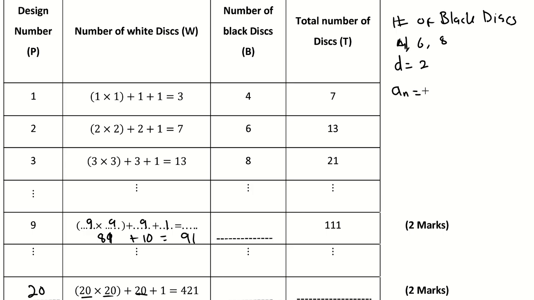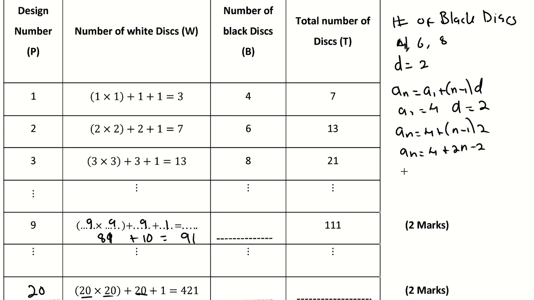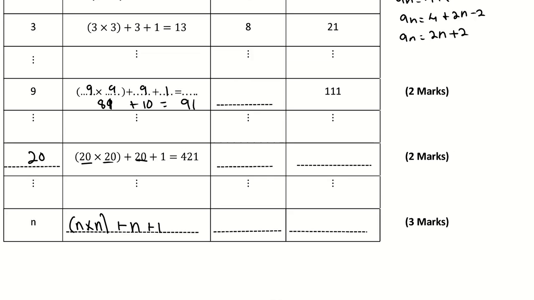Alright, so you're going to put it in an. Your n term is equal to a1 plus n minus 1 by d. So a1 is 4, d is 2. So your an term is 4 plus n minus 1 by 2. So an is equal to 4 plus 2n minus 2. So an is equal to 2n plus 2. When you group like terms, you'll get 4 minus 2, which is 2. So we know that the answer for n term is 2n plus 2. So when n is 20, that's 20 by 2 is 40. 40 plus 2 is 42.